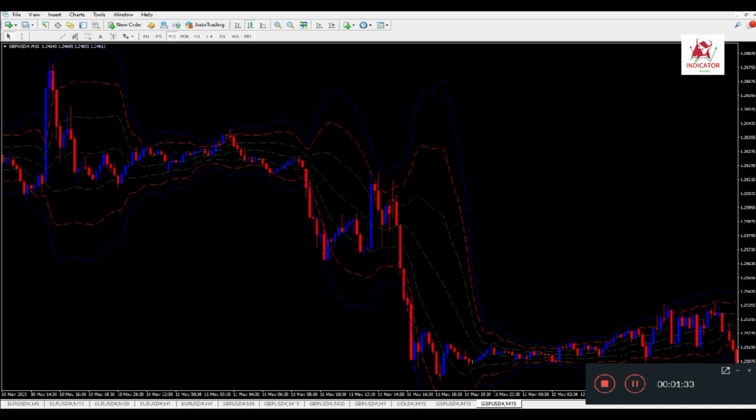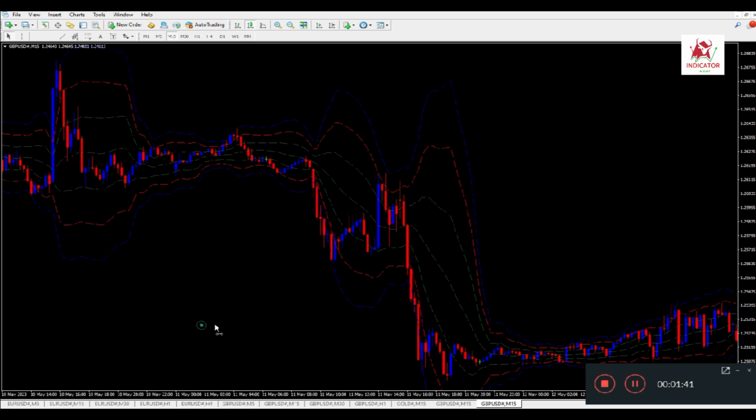How to find the stop loss using the RSX system. When you sell, you place your stop loss on the candle corresponding to the higher value of RSX. When you buy, you place your stop loss on the candle corresponding to the lower value of RSX.